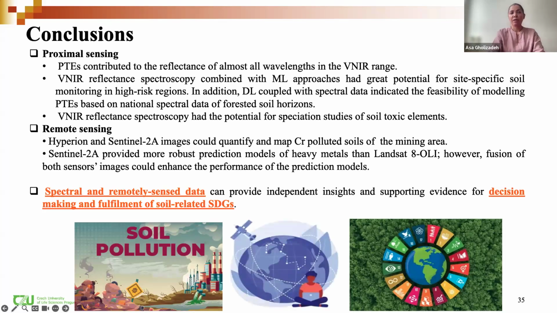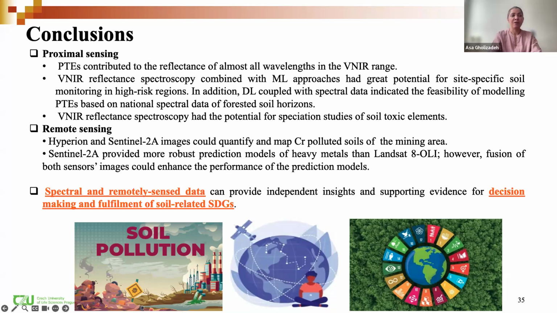In general, in conclusion, based on what was mentioned and based on the case studies that we had on this topic, regarding proximal sensing, we could see that potentially toxic elements contributed to the reflectance of almost all wavelengths in the visible near-infrared range. We also got that the visible near-infrared range reflectance spectroscopy combined with machine learning approaches had great potential for site-specific soil monitoring in high-risk regions. Also, deep learning coupled with spectral data indicated the good feasibility of modeling potentially toxic elements based on the national spectral data of forested soil horizon in the Czech Republic. Also, visible near-infrared reflectance spectroscopy had the potential for speciation studies of soil toxic elements.